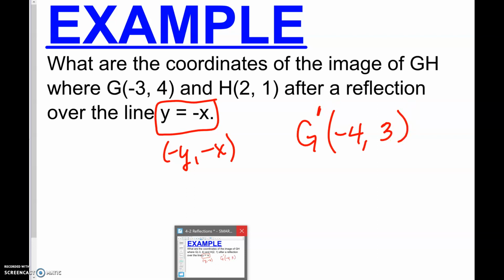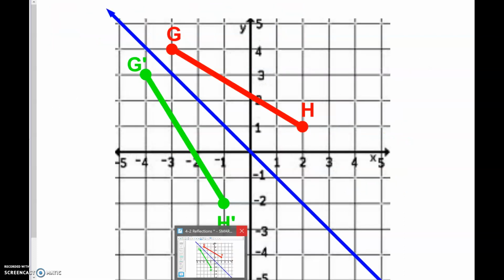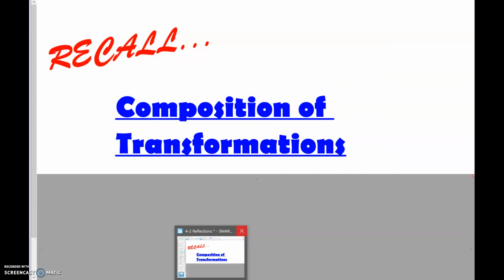So G prime and H prime. So I'm going to switch them and switch their sign. So it becomes -1, -2. So I like to use the rules. Of course, if you want to graph it, if that works better, you can certainly do that too. All right. Oh, here's the graph of them doing that and where they go.